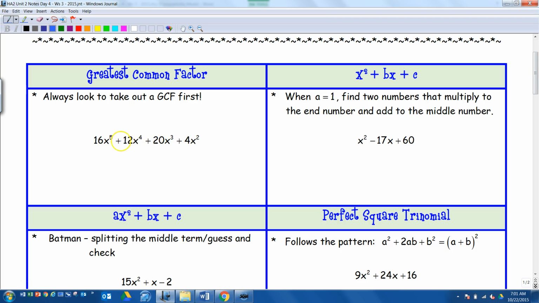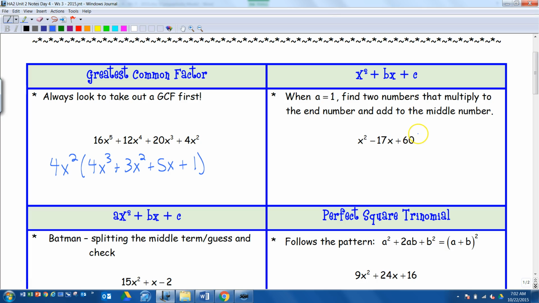I noticed that every number can be taken out, 4 can be taken out of it, and you can take at least an x squared out of everything. So I'm going to take out a 4x squared, and when I divide that out of there, I'm left with a 4x cubed. I'm left with a 3x squared. 4 to 20 is 5x, and then when you divide a 4x squared by a 4x squared, do not forget to put the 1 there. Some of you guys just say it's gone, nothing there.